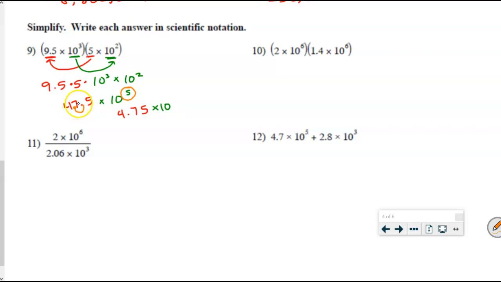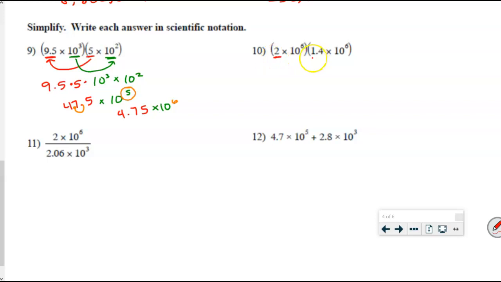Yeah, exactly. 47 is getting smaller to go to 4.7. So that means we have to account for that in this exponent getting bigger. All right. We're good on time. Let's just keep on going. Same ideas for each of these.